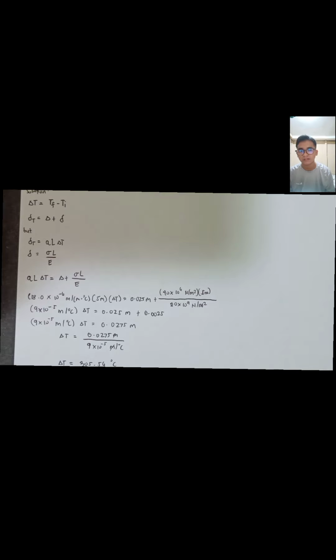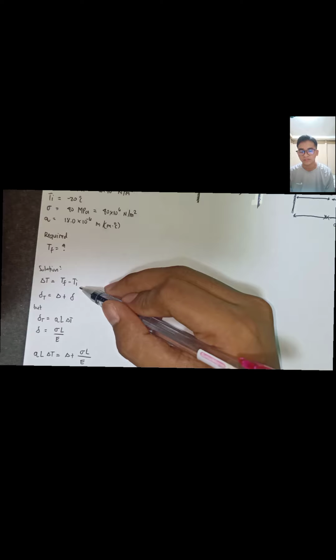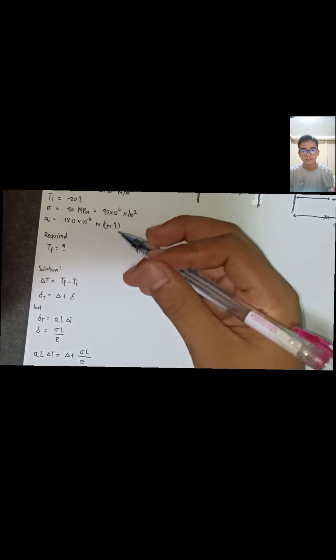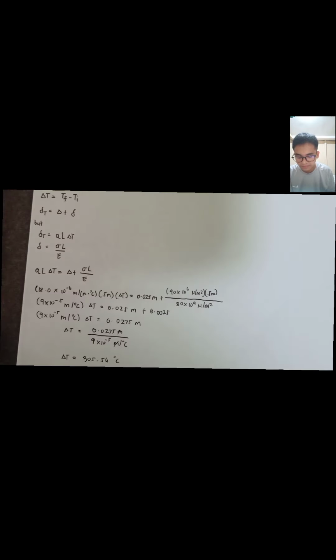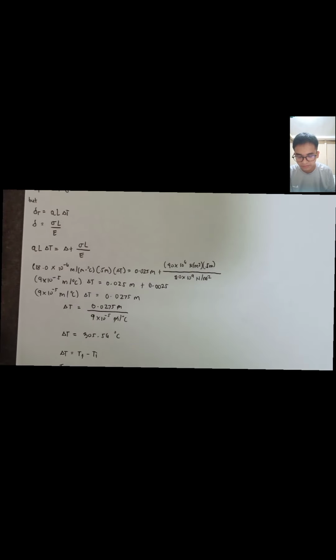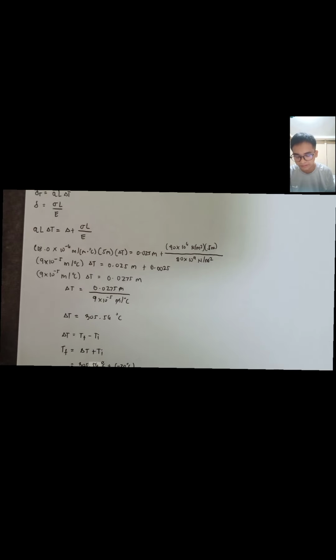Now, since nakuha na natin yung change in temperature, balik na tayo dito sa una nating formula para makuha yung final temperature. So, yung change in temperature is equals to final temperature minus Ti. Then, final temperature is equals to change in temperature plus initial temperature. So, substitute lang natin siya, guys.